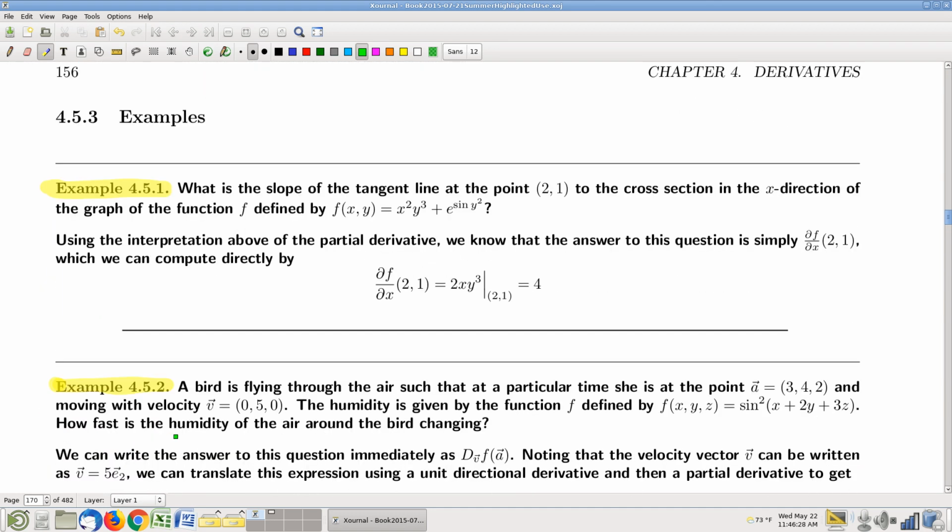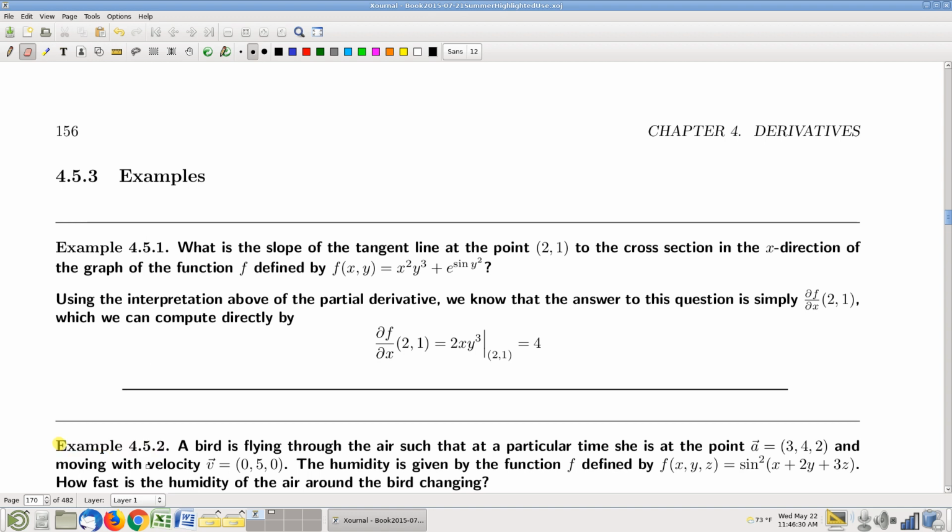Okay, so a couple of examples that we'll do here. First of all, what is the slope of the tangent line to the cross section? Right off the bat, you see slope of the tangent line to the cross section of the graph. And right away we know that the answer is going to be a unit directional derivative. That's how you compute slopes of tangent lines to graphs. All right, now which tangent line? Cross section in which direction? Cross section in the x direction.